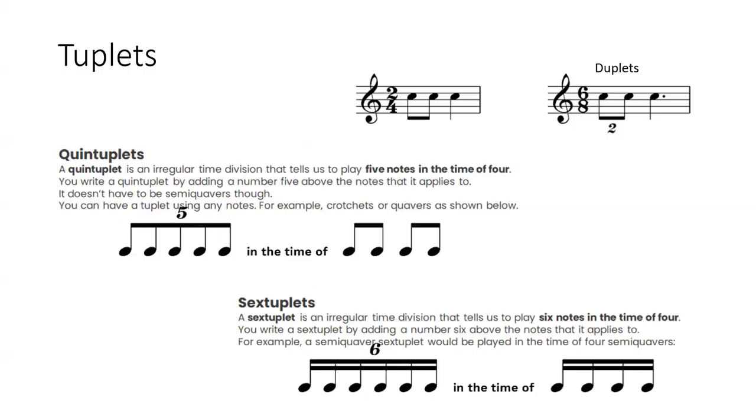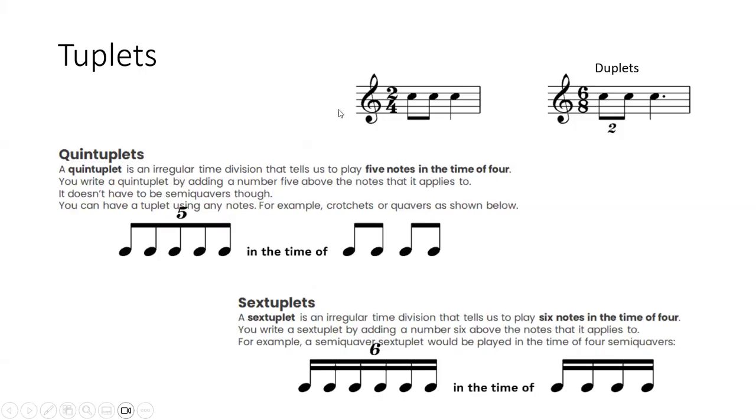In the same way, in compound time our dotted crotchets are 1, 2, 3, 4, 5, 6. If we just want 2 notes instead of 3 over each beat, we'd make them a duplet. And that's how we get that effect using a duplet.